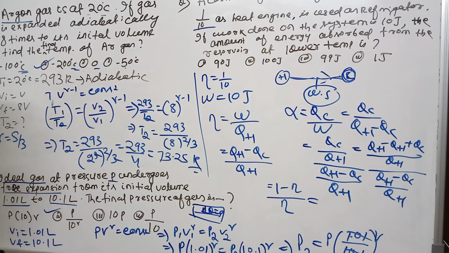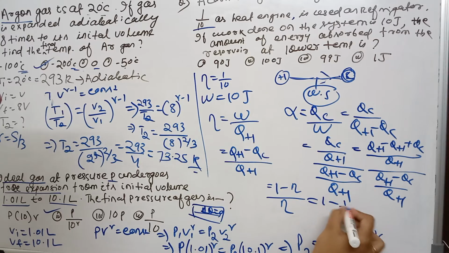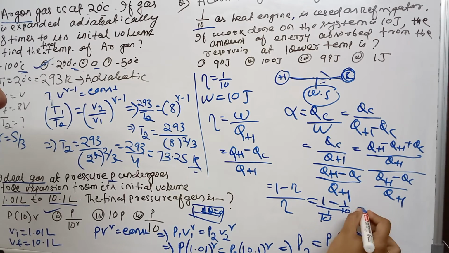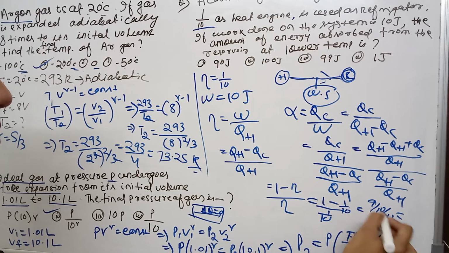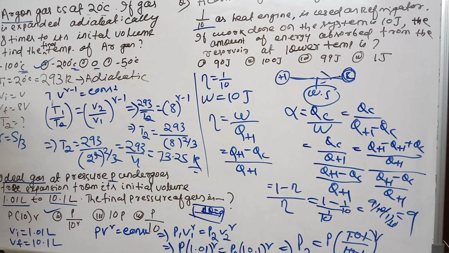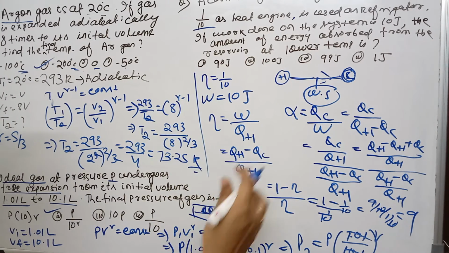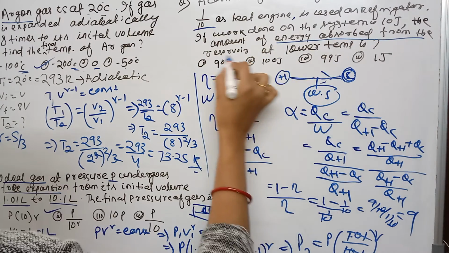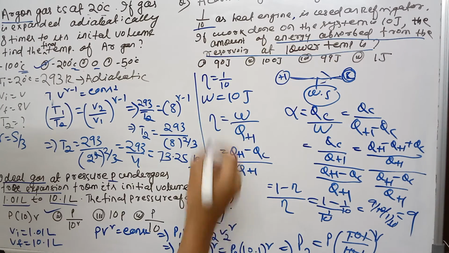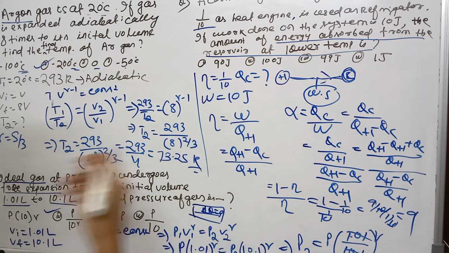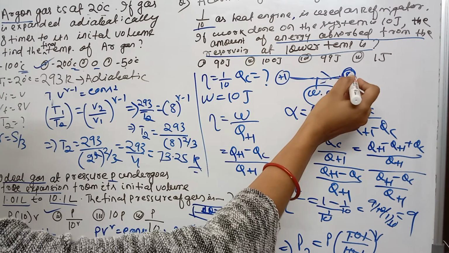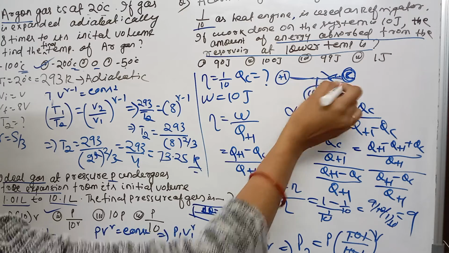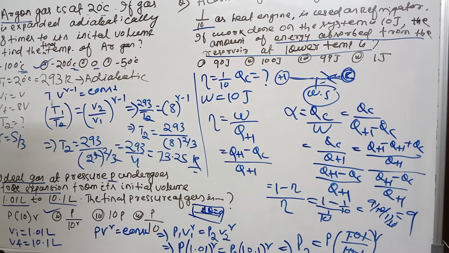So the problem is solved. Now what is given? Alpha is 1 minus eta upon eta, that is 1 minus 1 by 10 upon 1 by 10. This is equal to 9 by 10 upon 1 by 10, that is equal to 9. So you got alpha is 9. What do you want to calculate? Find the amount of energy absorbed from the reservoir at lower temperature. That means you need to find QC. How much heat you are absorbing from the lower temperature sink. That QC value you want to find out.